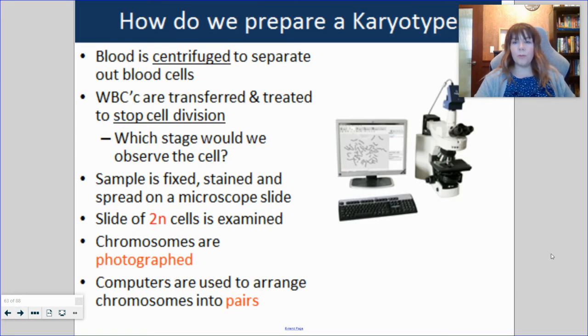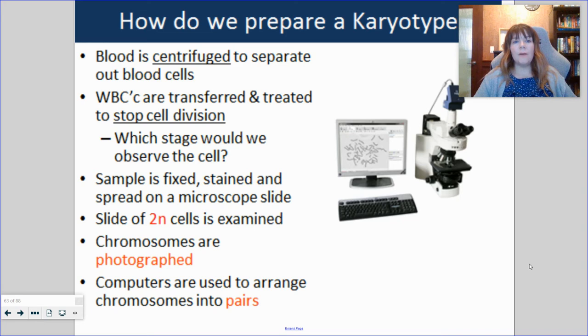So a karyotype, we have to prepare them. So what is being done? Well, essentially, you have to take blood from the person that you are doing the karyotype on. You take the blood cells and you centrifuge them. Centrifuge is just a really fancy word for spinning it really fast and separating out the pieces. So the white blood cells are transferred and treated to stop cell division, usually around metaphase.